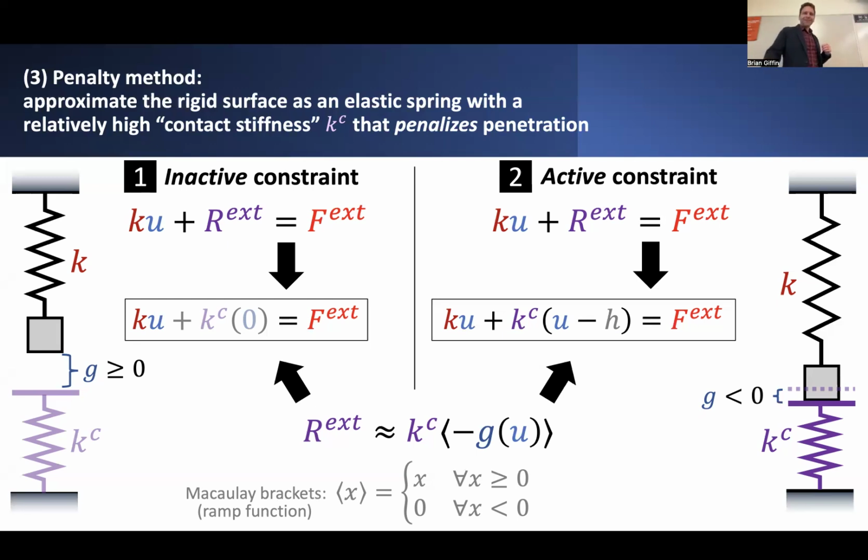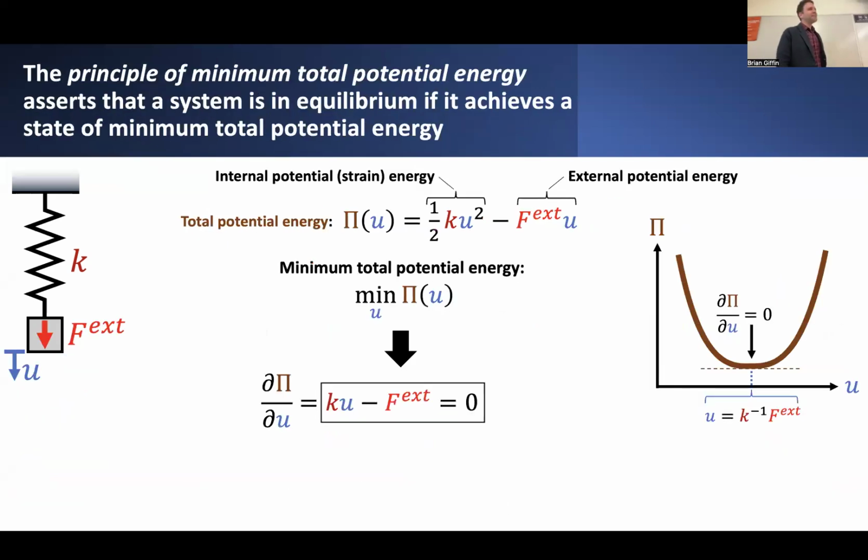So to understand how we do that, it's useful to take a step back to one of the classical principles in mechanics, sometimes called the principle of minimum total potential energy. So in short, the principle says that if I have some mechanical system that has, let's say, maybe some elastic stiffness, and maybe it has some external forces applied to it, then I can quantify the total potential energy of this system, of this spring with a mass associated with it, through two separate terms.